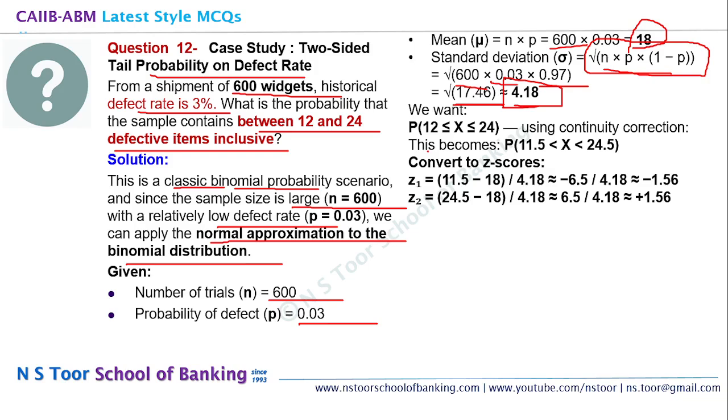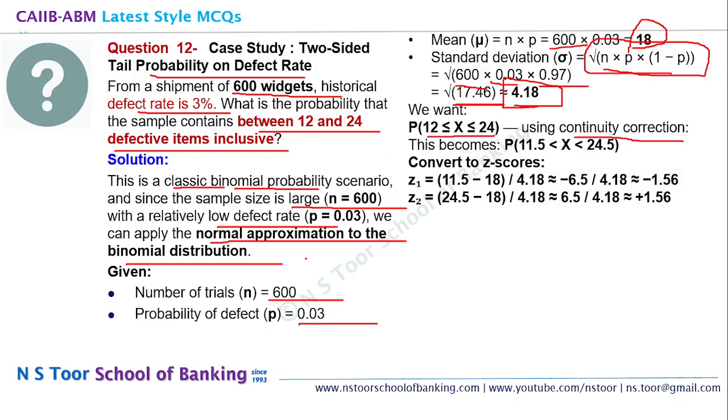So that is the standard deviation. Now x is equal to 12. It should be in the range of 12 and 24. So what is the probability that it will be in the range of 12 and 24? So using continuity correction, now we have to go for the calculation of this.